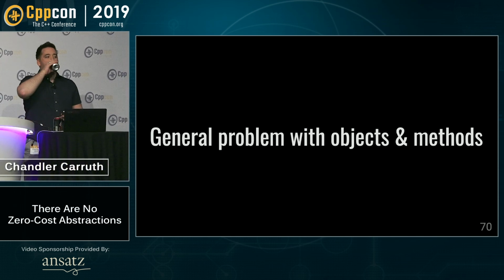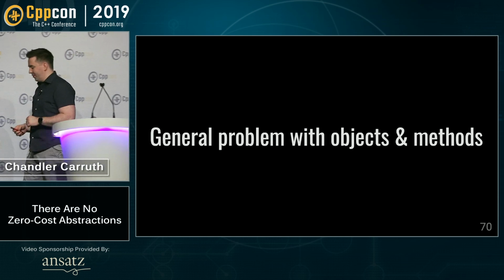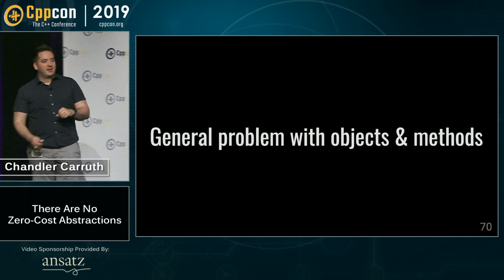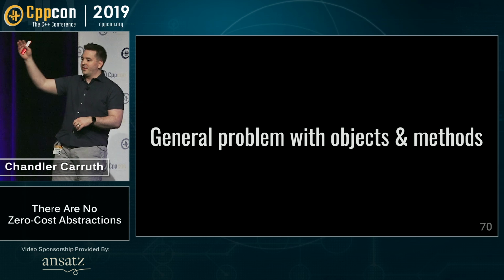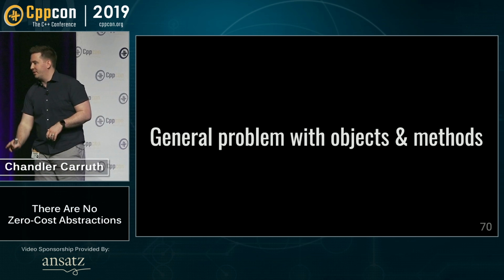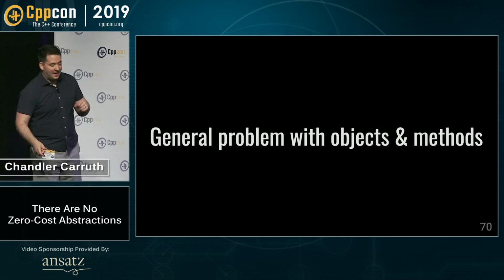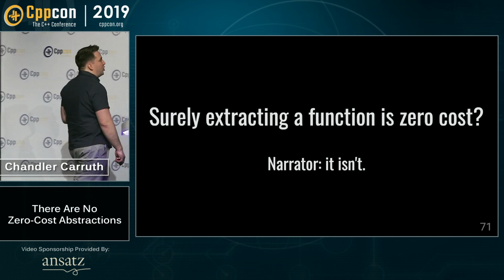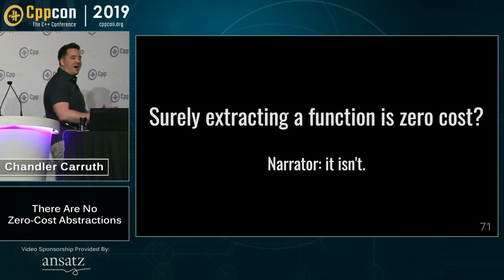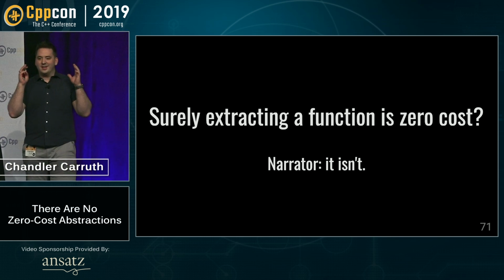I don't know about you. Let's try something that hopefully goes better. We've gone from code generators down to templates and types. Let's keep going further down the abstraction stack. Maybe we can find an abstraction that doesn't have cost. Surely, extracting a block of code to a helper function is zero cost.